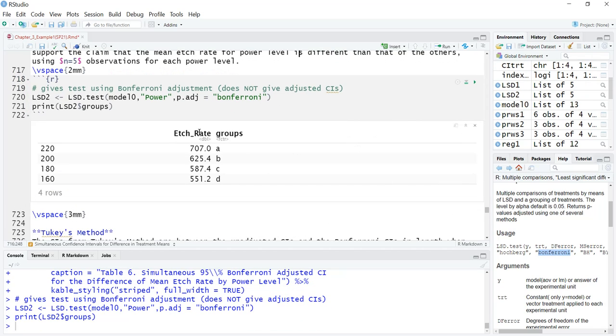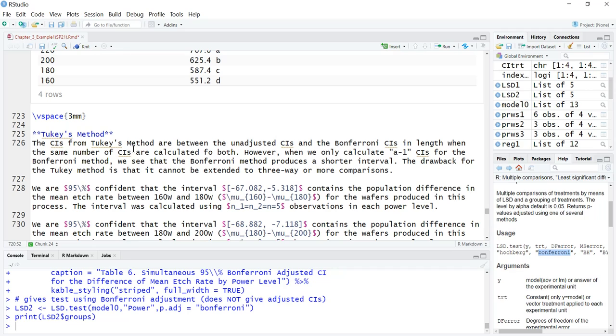So all I get here is the test using the Bonferroni. So I've used the LSD test using the Bonferroni P adjustment. Okay, so the mean is not going to be different, but the confidence levels should be. Okay. Then we have Tukey's method, and the confidence intervals from this method are between the length of the unadjusted and the Bonferroni adjusted in length when the same number of confidence intervals are calculated for both the Bonferroni and this Tukey.